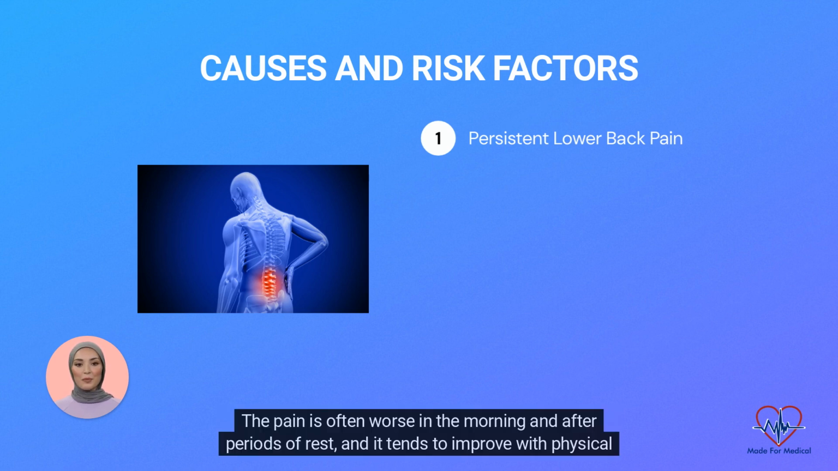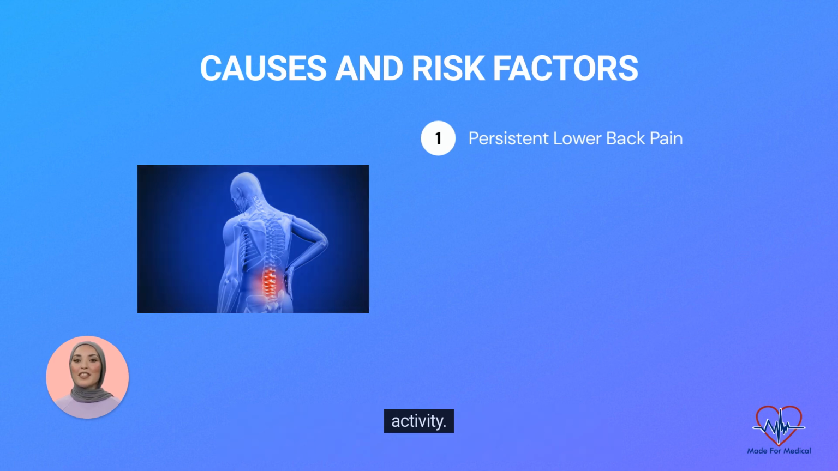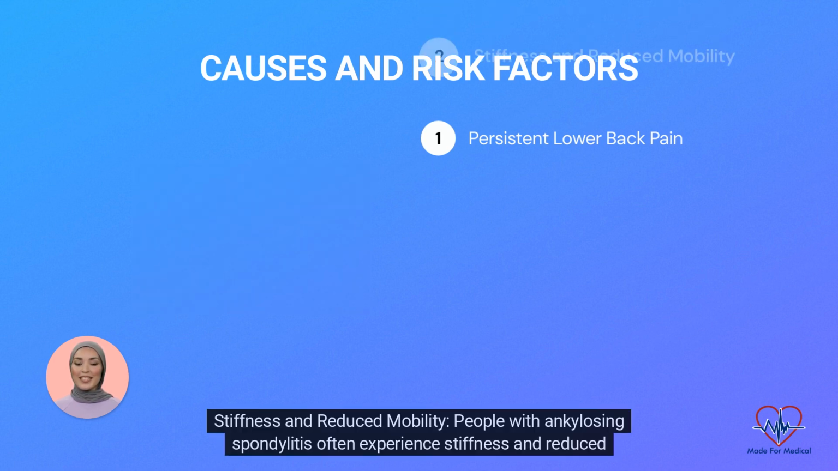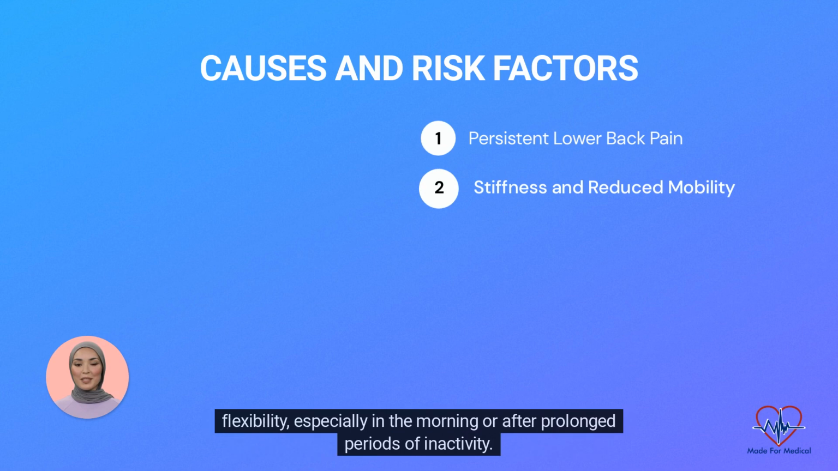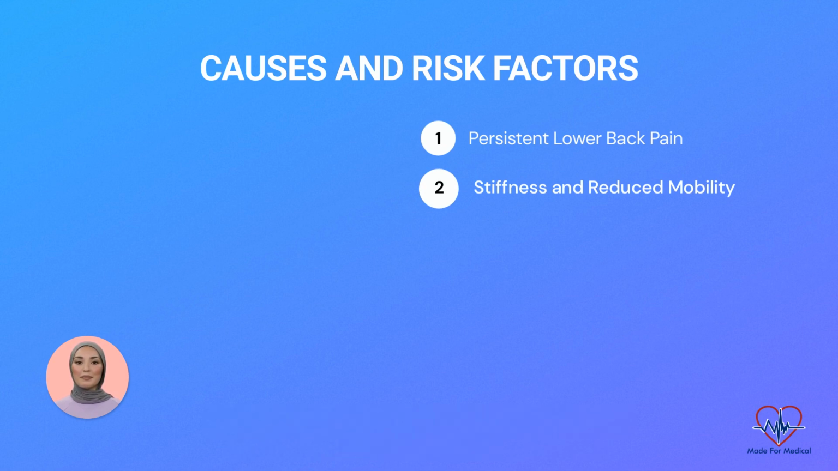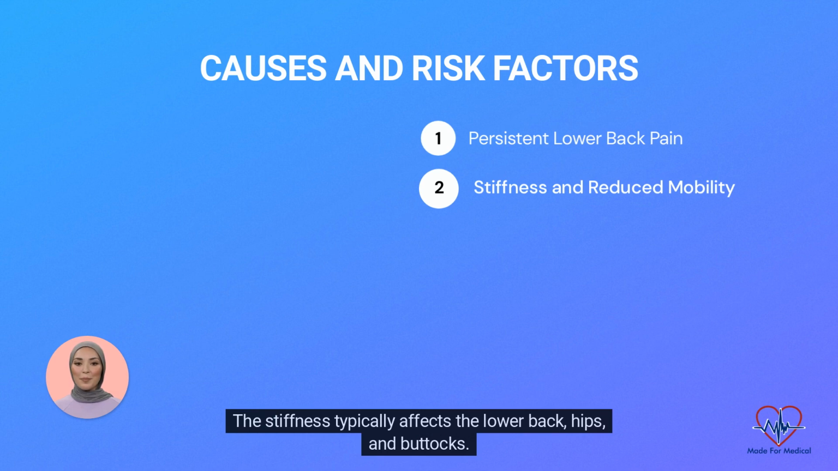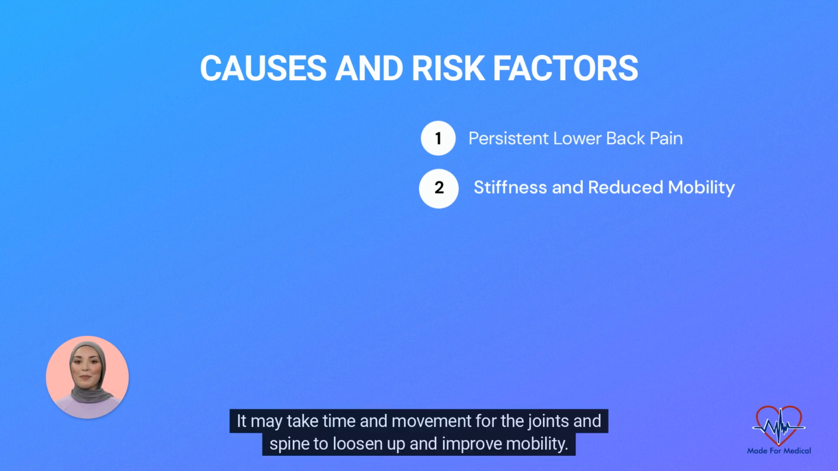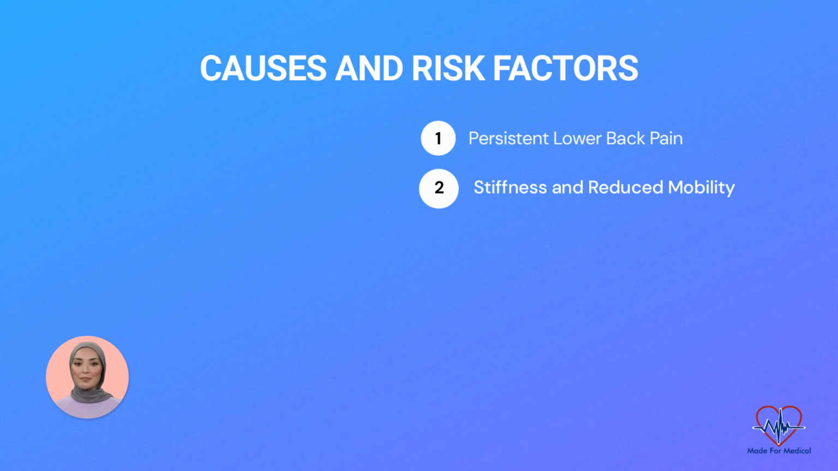The pain is often worse in the morning and after periods of rest, and it tends to improve with physical activity. Stiffness and reduced mobility. People with ankylosing spondylitis often experience stiffness and reduced flexibility, especially in the morning or after prolonged periods of inactivity. The stiffness typically affects the lower back, hips, and buttocks. It may take time and movement for the joints and spine to loosen up and improve mobility.